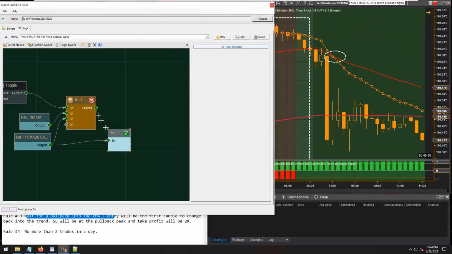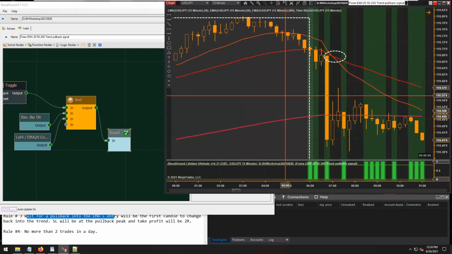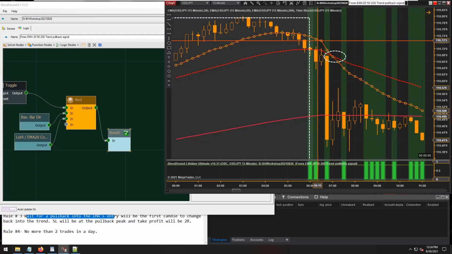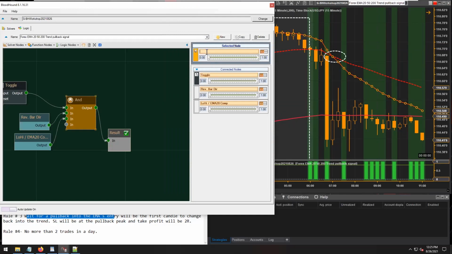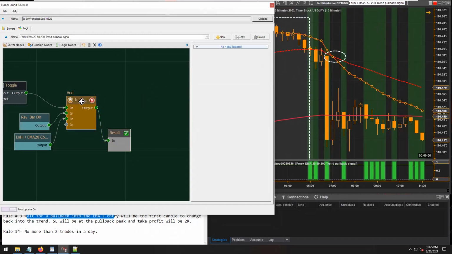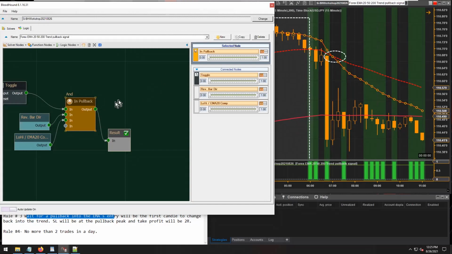But when we look at our AND node, we can see that it has to be a down bar and the low price has to be below the EMA 20. And now we're getting that long output. So that's telling us that we're in a pullback. That's what that AND node is telling us, that we're in a pullback.